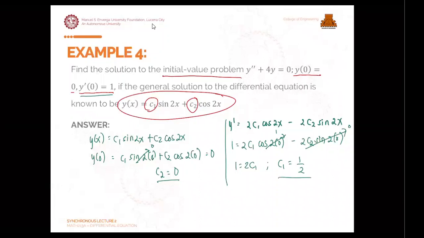So, meron tayong C1 and C2 from the original equation. y of x equals to C1 sin 2x plus C2 cosine 2x. Substitute lang natin yung value ng C1. So, 1 half sin 2x. Then C2, so 0 times cosine 2x na yun. Ibig sabihin, pinaka-final answer natin is ito na. So, ibig sabihin, ito yung solution para dun sa initial value problem. Or given yung parameters or conditions na yun, ito yung hinahanap nating solution.